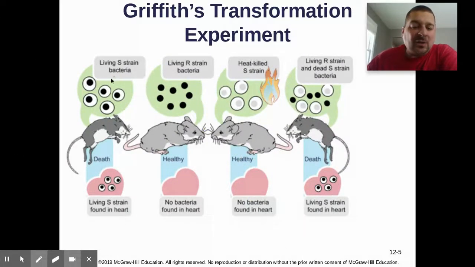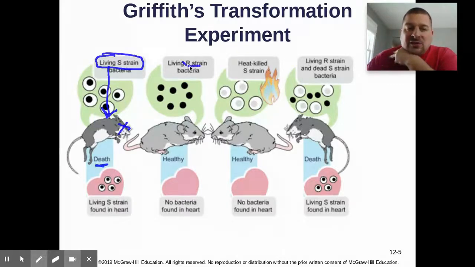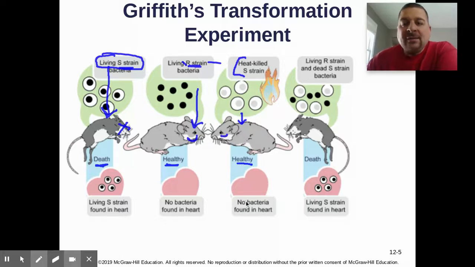What Frederick noticed is if he injected the living S strain bacteria into mice, they got pneumonia, and he'd find the S strain bacteria in the heart and lung tissue of the dead mouse. So the S strain was virulent, and it caused the mouse to die. The R strain, the rough strain, if he put it into the mouse, the mouse stayed healthy and did not die. When he took the S strain that normally caused them to die, and heat killed it first, then put it into the mouse, the mouse was healthy. No bacteria were found in the heart or lung tissue.